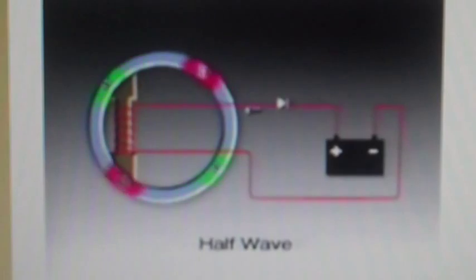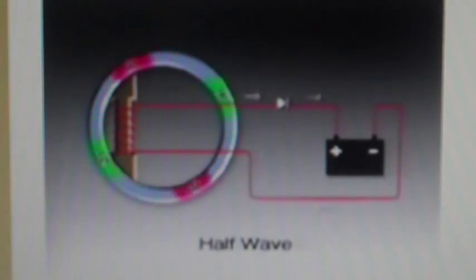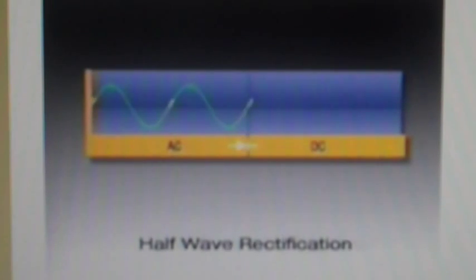The simplest is called half-wave rectification. With this system, a single diode is connected between the alternator and the battery. It allows one half of the output to pass to the battery, but not the other half, meaning the system only makes use of half of the alternator's output. This is not a very efficient system, but it does provide sufficient electricity for some of the smaller Honda motorcycles and scooters.